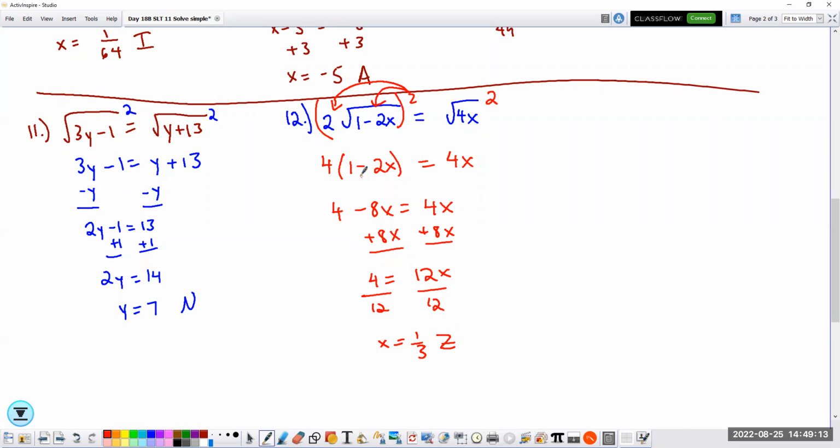Now we are skipping 13, 14, 15. Again, like I said before, 16, 17, and 18 should go pretty smoothly. I will do them here, but I'm not going to do them slow. So let's see.